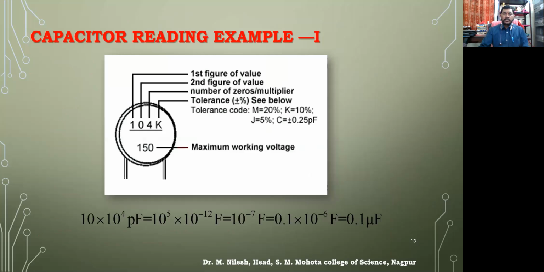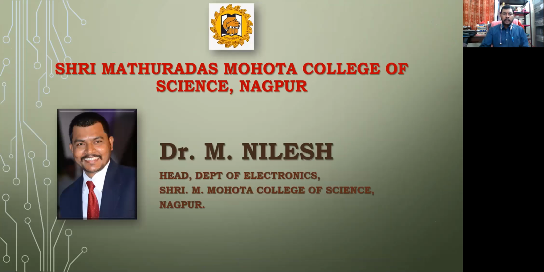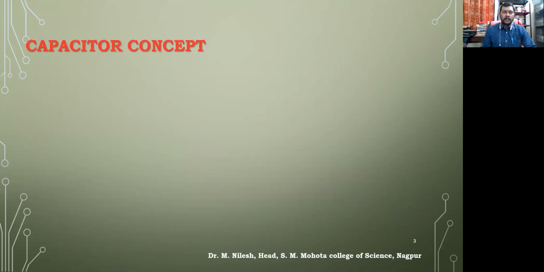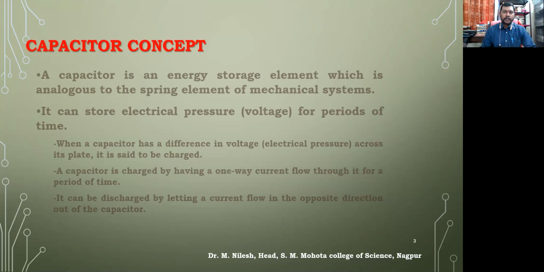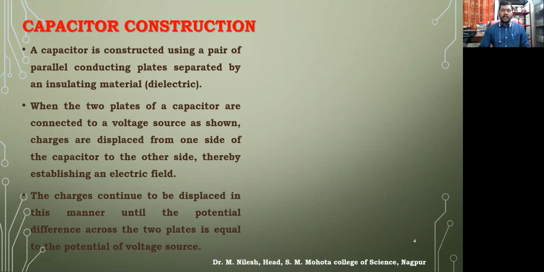So I will just brush it. Today we have started with the capacitors. So we have studied first the concept of capacitors, that the capacitor is an energy storage element which is analogous to the spring element of a mechanical system. It can store electrical pressure, that means electrical voltage, charges basically on the plates, and accordingly they can be used. So this was the arrangement of that.